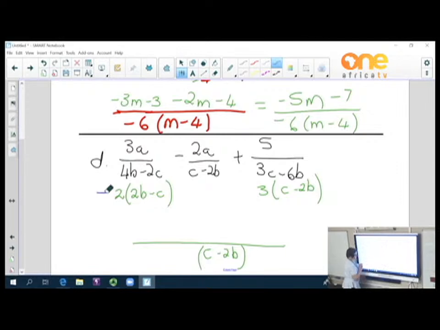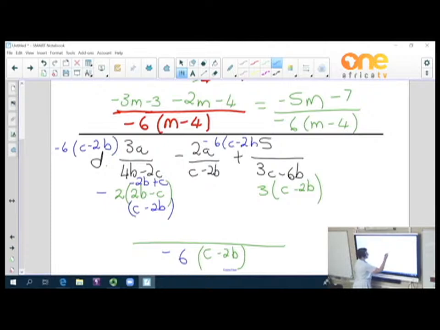So if I change this one to -2, then this becomes -2b plus c, which is the same as c minus 2b. So now I have an LCM, and -2 times 3 is -6. So we multiply with -6, c minus 2b, and you multiply with -6, c minus 2b, and we cancel. So this will cancel out.